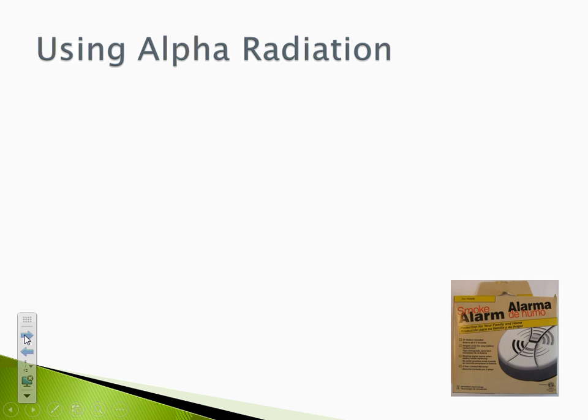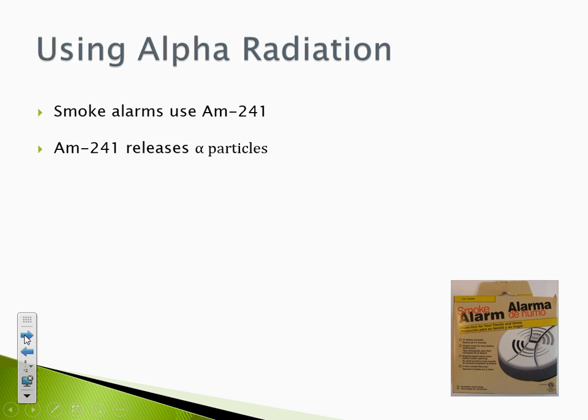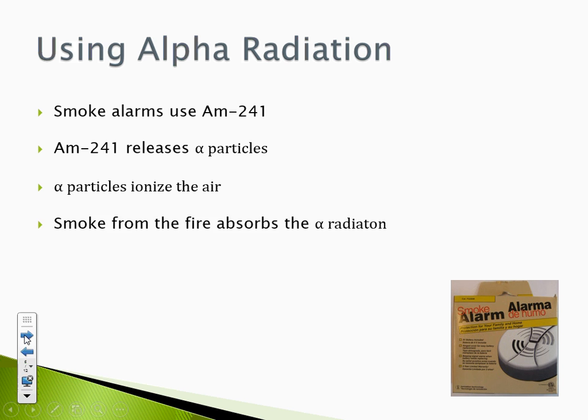Alpha radiation is used in smoke alarms that use americium-241. The 241 releases alpha particles. The alpha particles ionize the air, and the smoke from the fire absorbs that alpha radiation. When that happens, the alarm is triggered. And that's when we hear that sound.